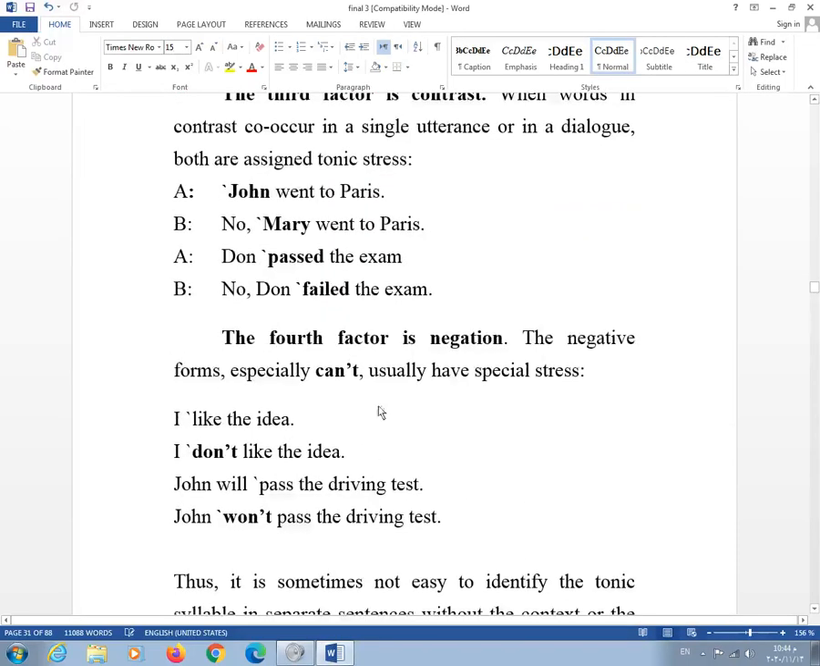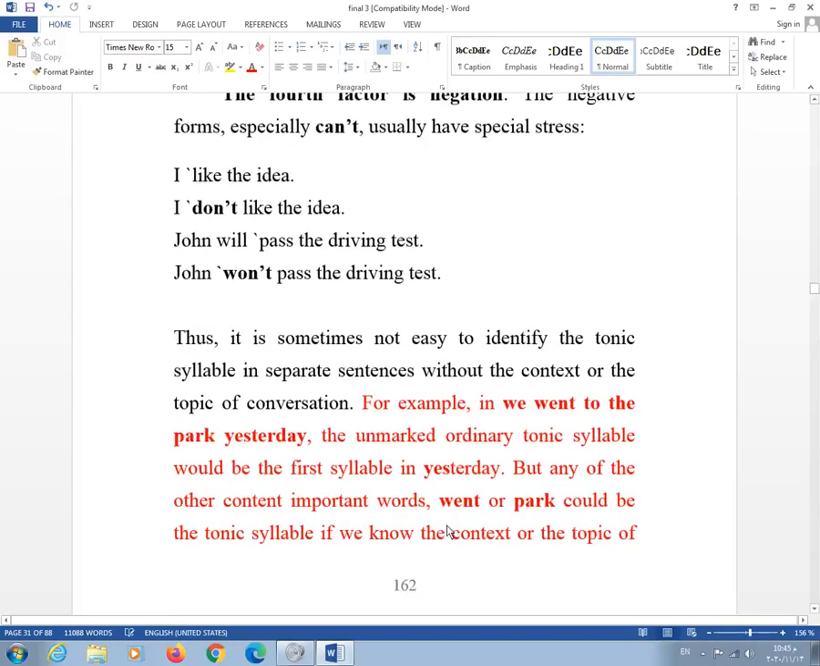The fourth factor is negation. Okay. Again, important words. Example, I like the idea. I don't like the idea. John will pass the driving test. John won't pass the driving test. Okay, so these are important things we know about the focus words and tonic syllables.